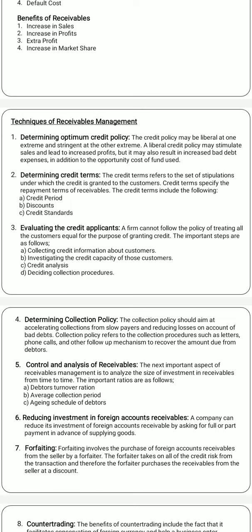The formula is for days, weeks, and months. Receivables divided by credit sales into 365 for days. Then for weeks, receivables divided by credit sales into 52. Then receivables divided by credit sales into 12 for months.